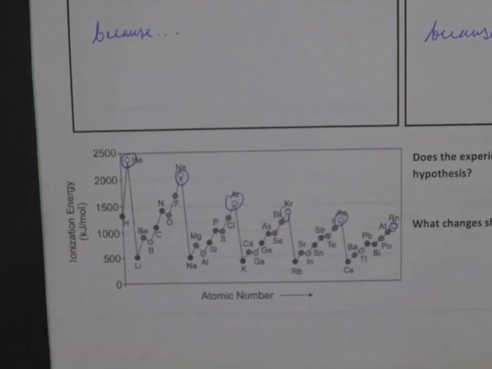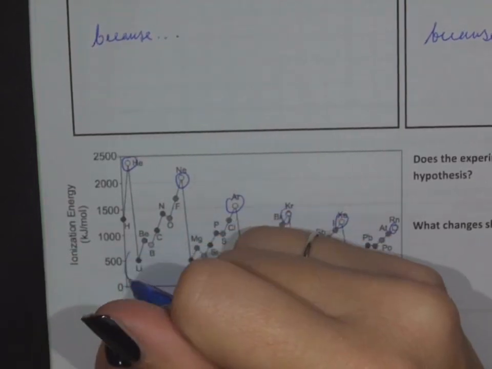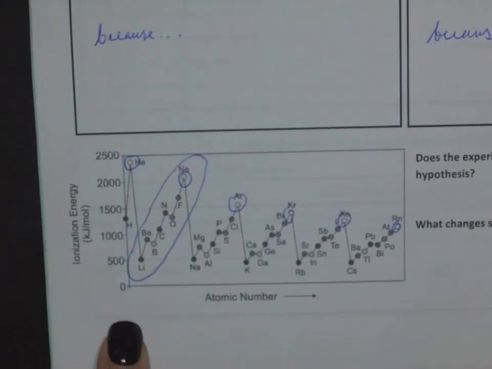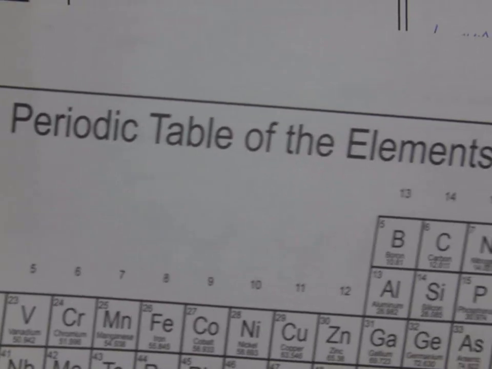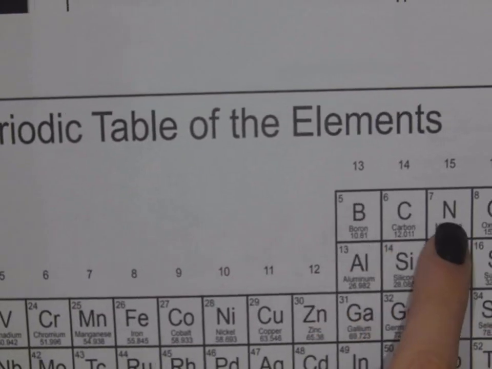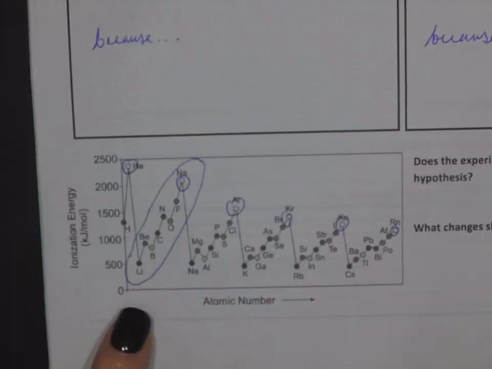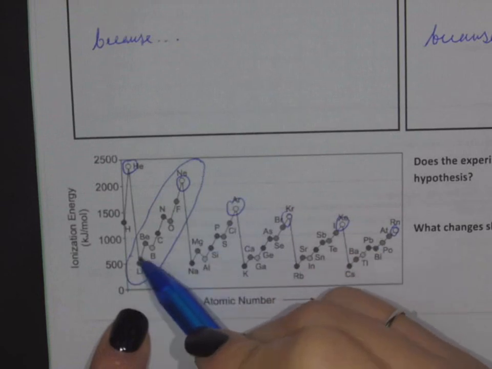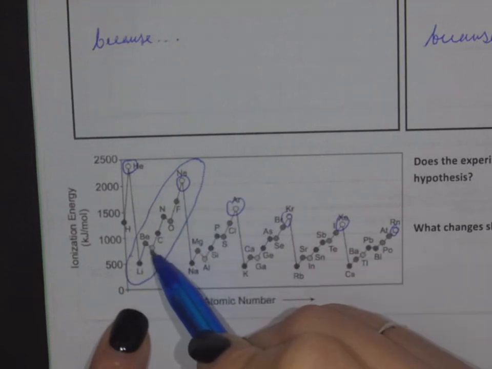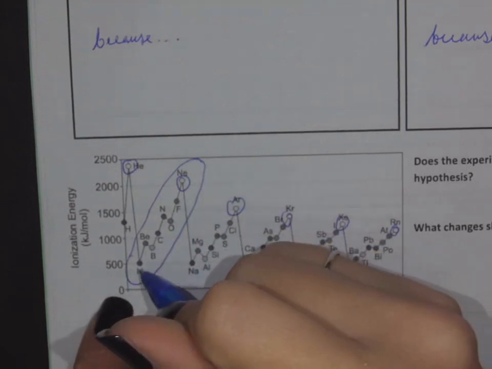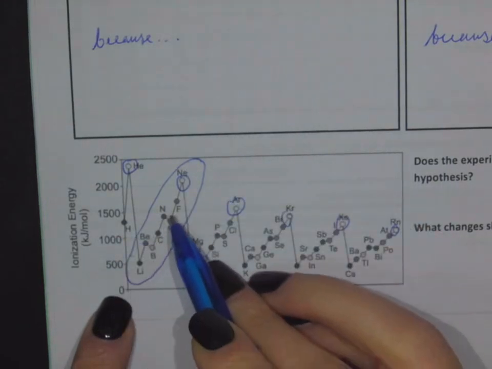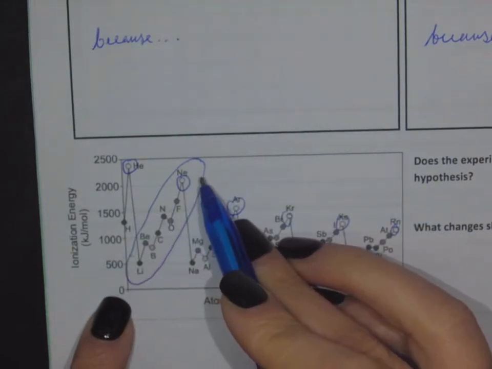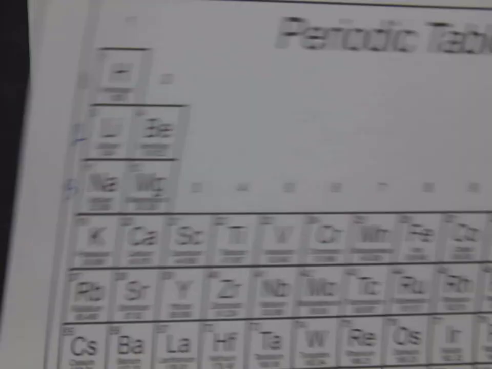Now let's look at a period. Here's a period right here. Lithium, beryllium, boron, carbon, nitrogen, oxygen, etc. This is period 2. And it's not perfect, but in general, the trend is increasing. As you go across a period, the ionization energy increases.